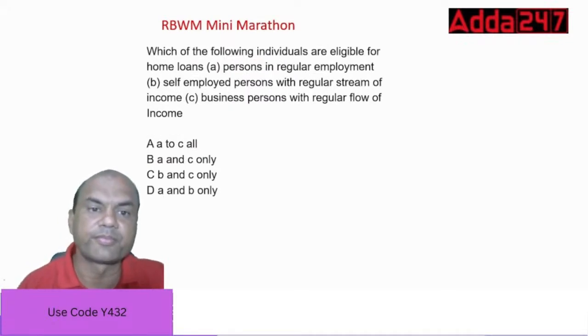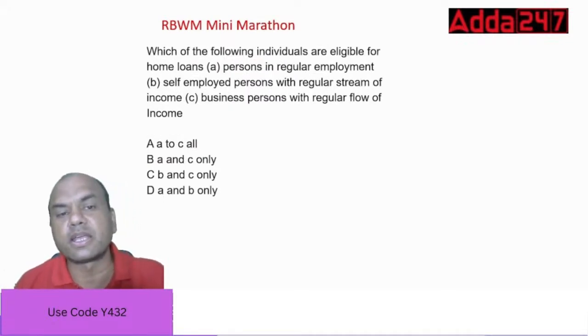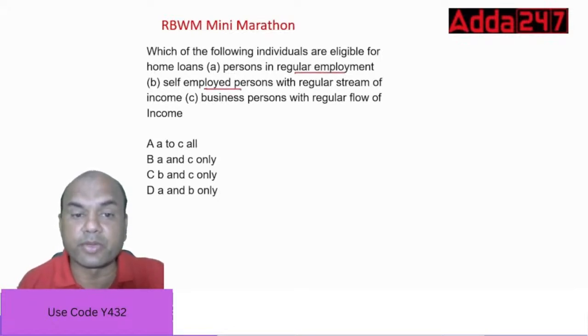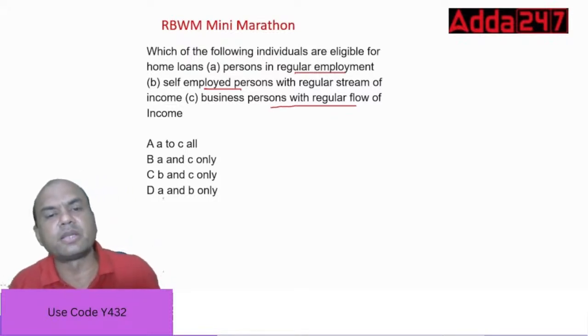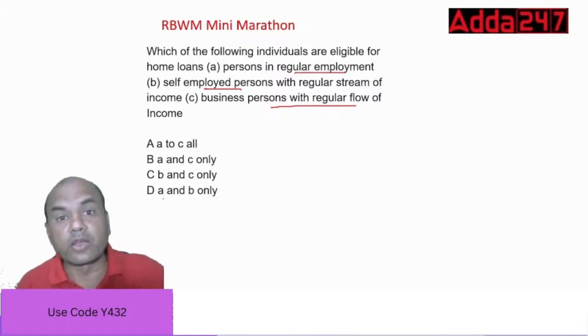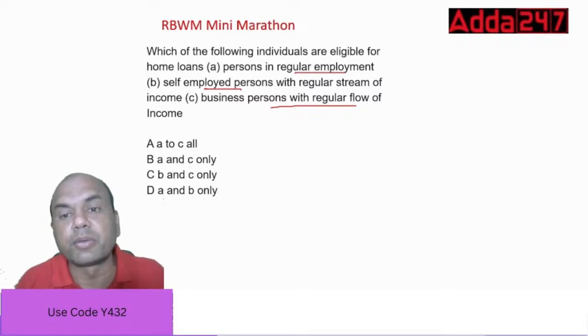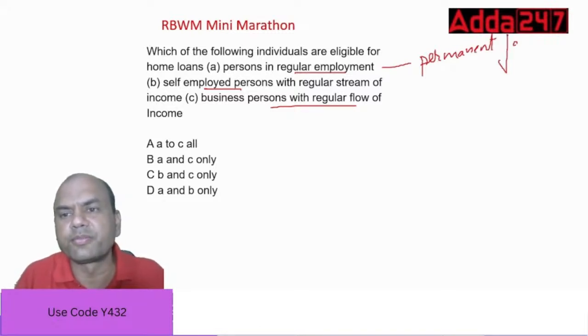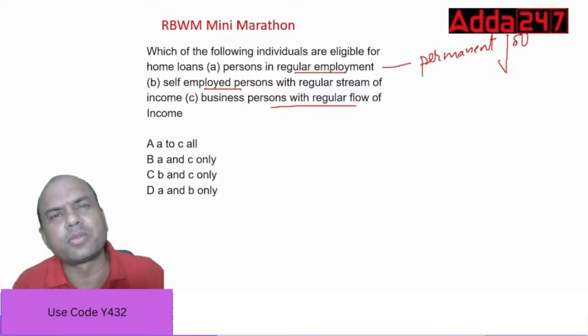Okay. Which of the following individuals are eligible for home loans? Now, who is eligible for home loans? Persons with regular employment, self-employed persons with a regular stream of income, business persons with a regular flow of income. Now, this is quite simple one. Regular employment means permanent job. Is there anything like a permanent job nowadays? There's nothing like a permanent job nowadays, okay?